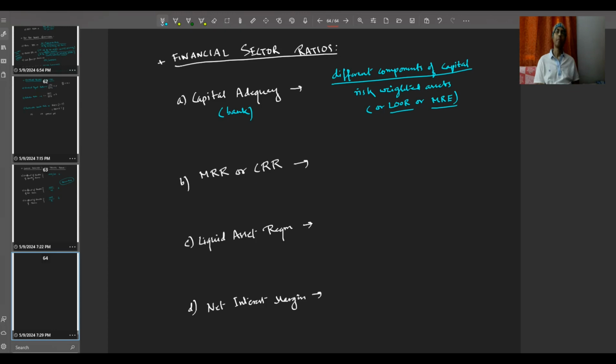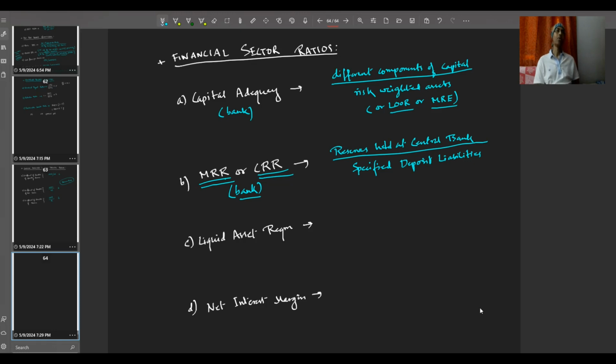Monetary reserve requirement or cash reserve ratio. This is also concerned with the banking industry, and it is defined as the ratio between the reserves held at central bank divided by the specified deposit liabilities. So reserve held at central bank divided by specified deposit liabilities.